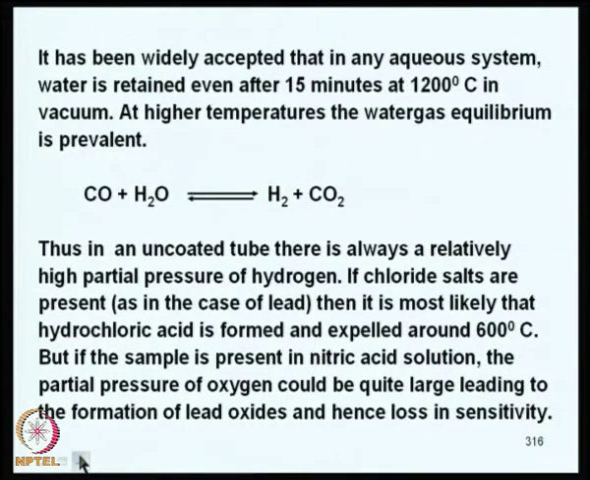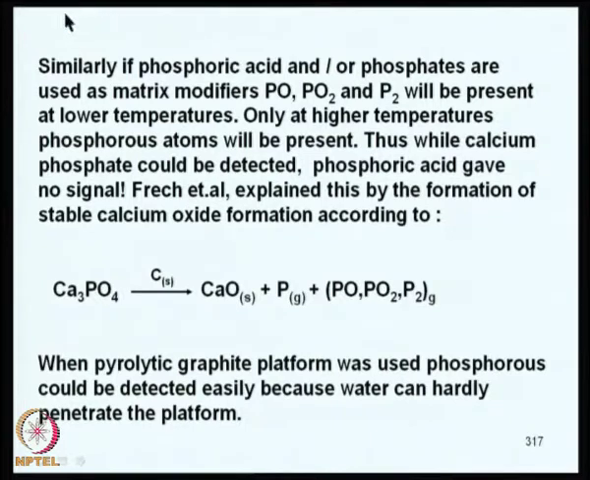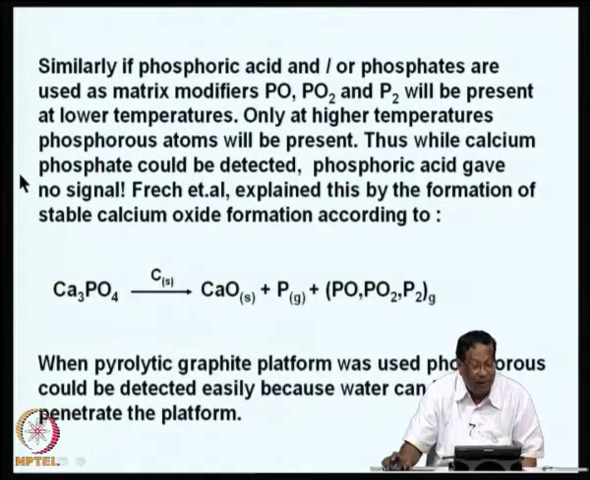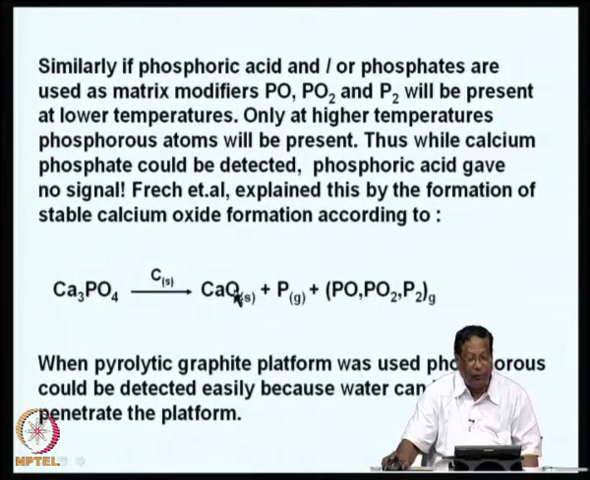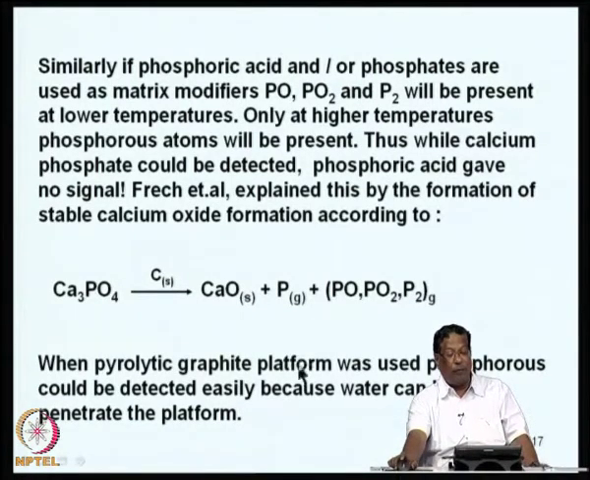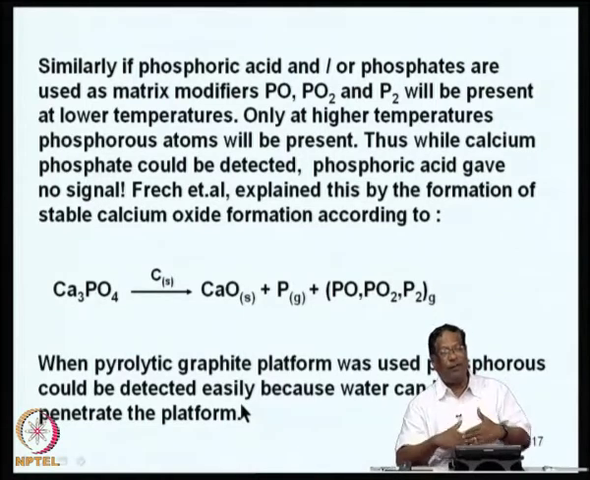So, such a reaction is always possible, and similarly suppose we have phosphoric acid or phosphates. If we use them as matrix modifiers, PO, PO2 and P2 will be present at lower temperatures, and only at higher temperature it forms calcium oxide, phosphorus and other gases. So, when a pyrolytic graphite platform was used, phosphorus could be detected easily because water can hardly penetrate the graphite furnace.